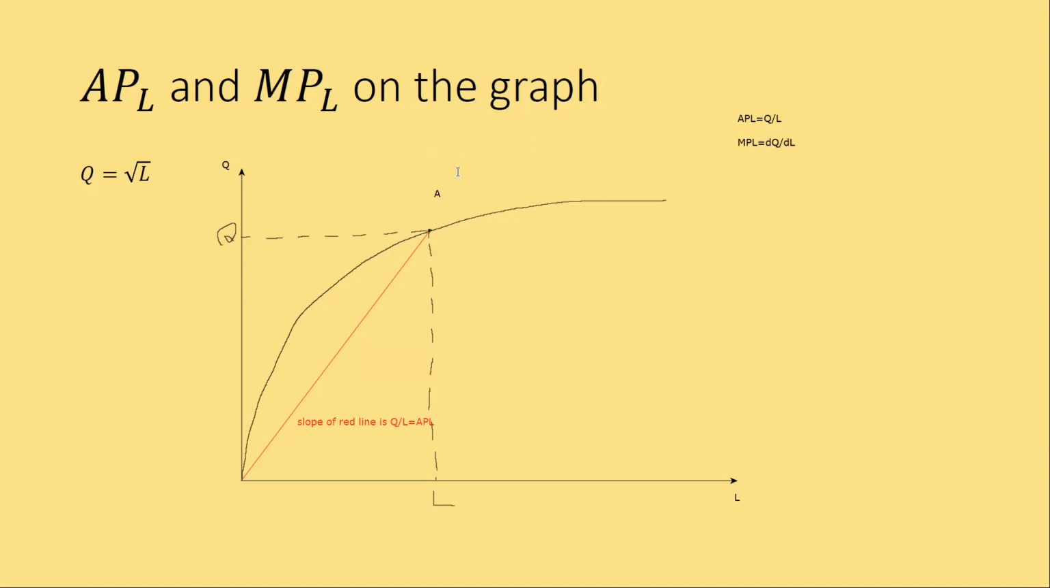All right, and if we look at a slightly different point, for example, here, then similarly, if we connect this point B with our origin, the slope of this orange line segment is the average product of labor at point B. So the slope of the red line is the APL at point A. And I probably should have put it here.